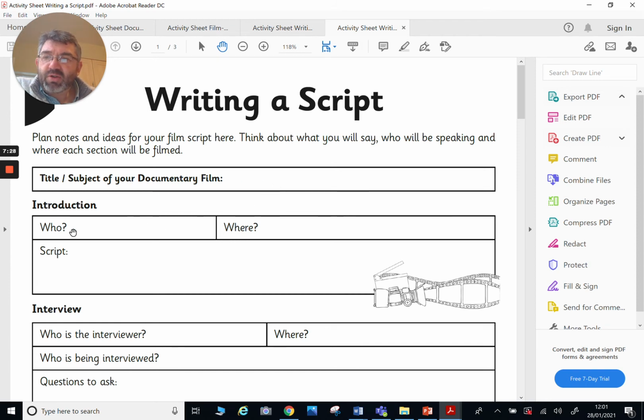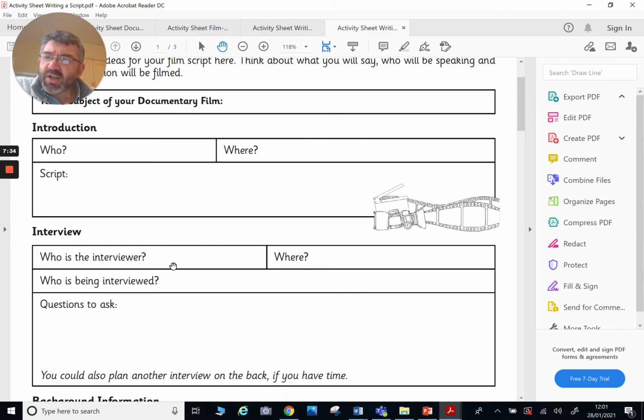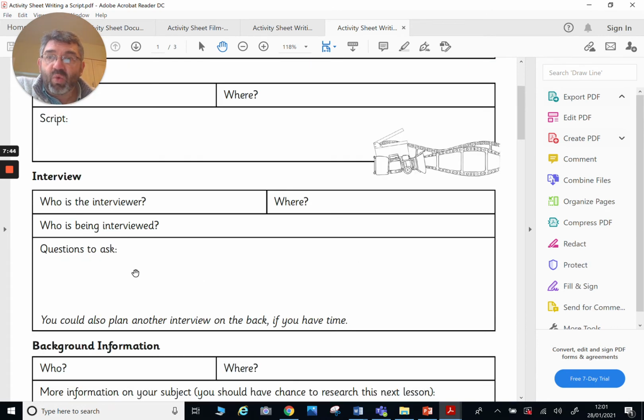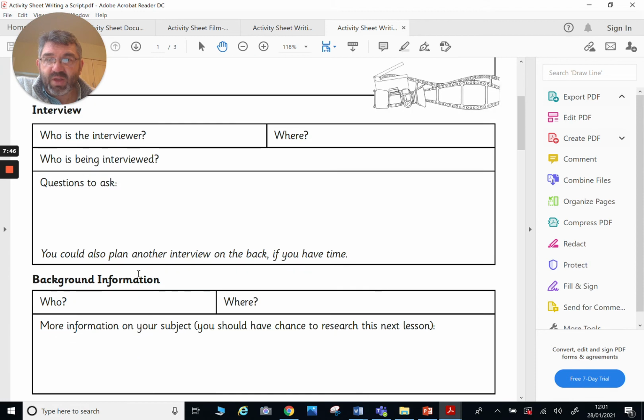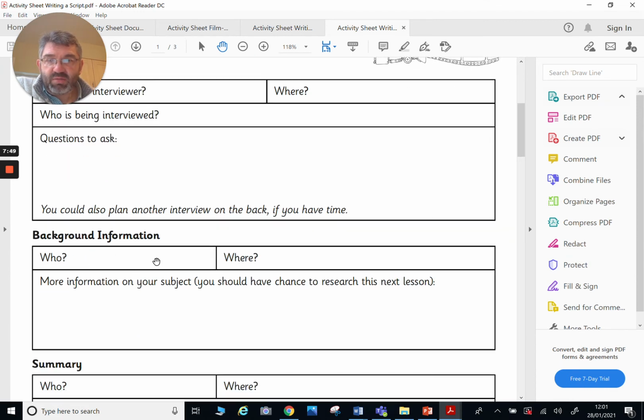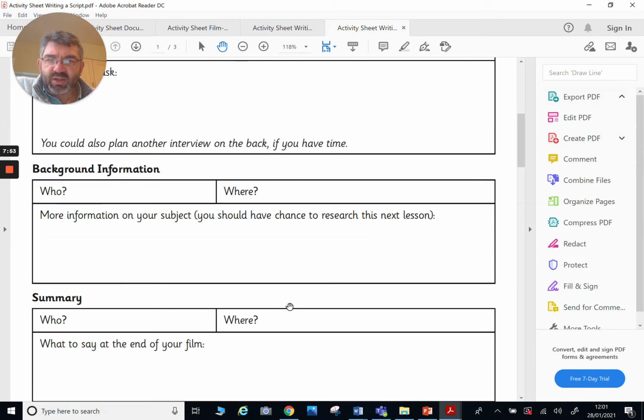You're going to think about who's actually going to be doing the speaking, where, what sort of things are going to be said, how you're having an interview, who's the interviewer, who is being interviewed, who's being asked the questions, where will this take place, what are the questions, okay? Background information, well, who's involved, right? Where? Right? We might well be looking at this next time, okay?